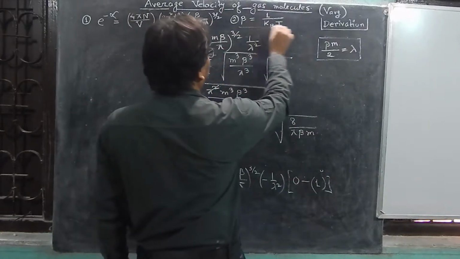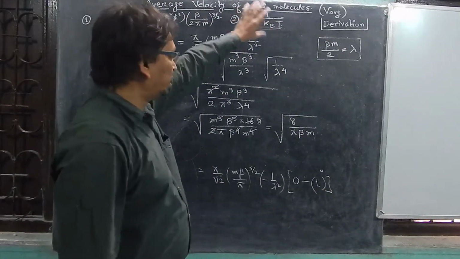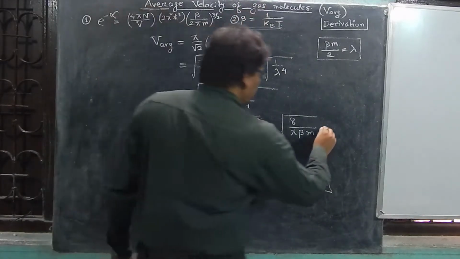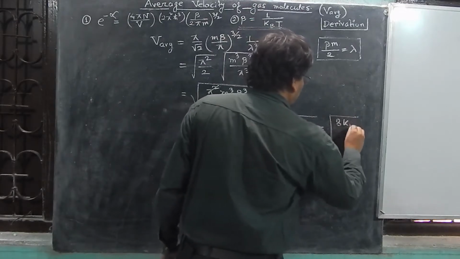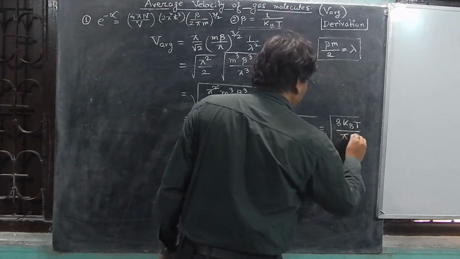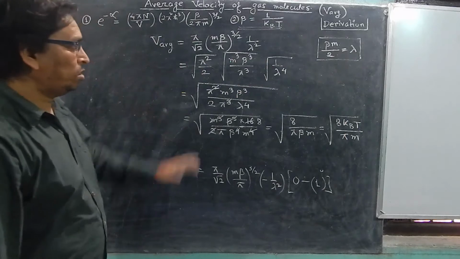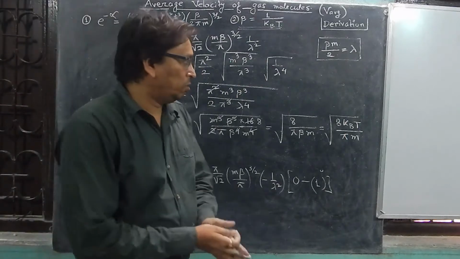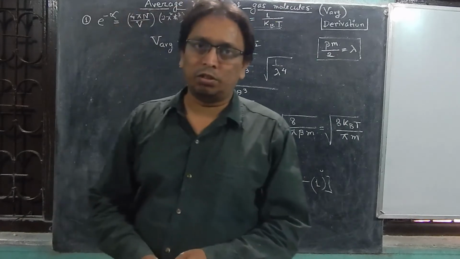And from our previous work, we have already calculated that beta is equal to 1 by kBT. So this is giving the value root under 8 kBT by pi m. So this is the average velocity of the gas molecules. In the next class we will find the RMS velocity of gas molecules. Okay, thank you.